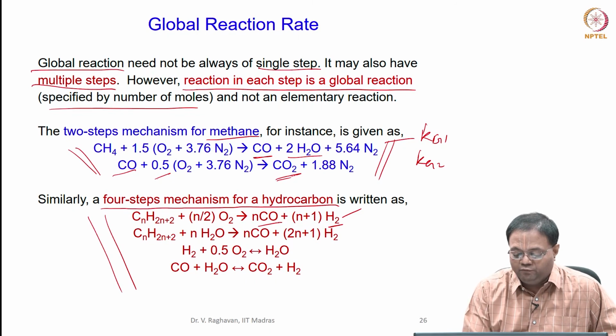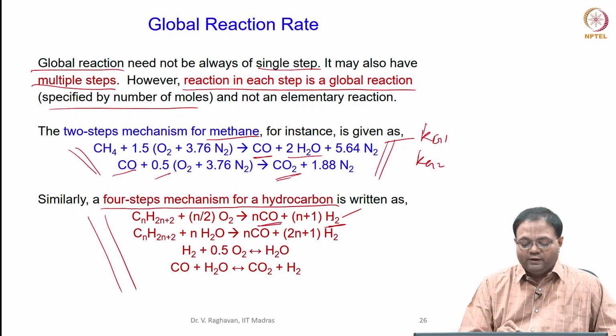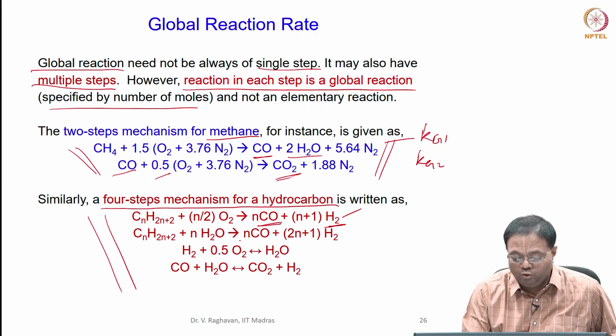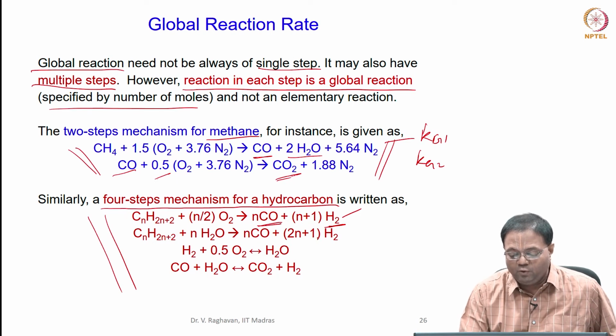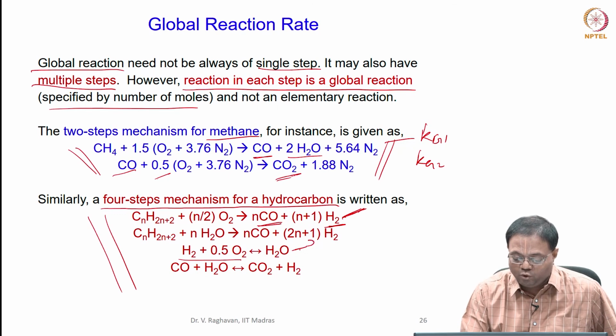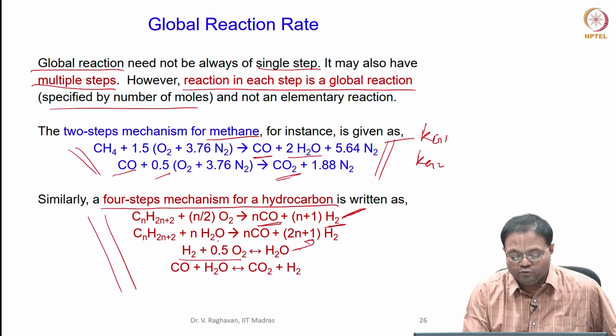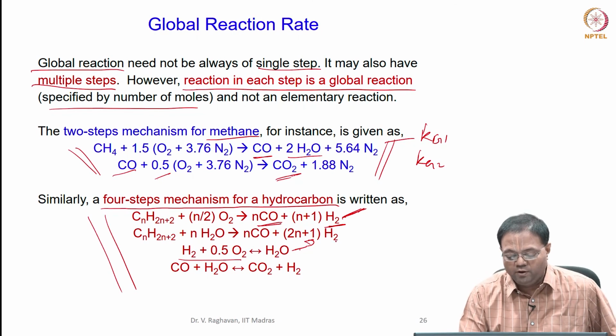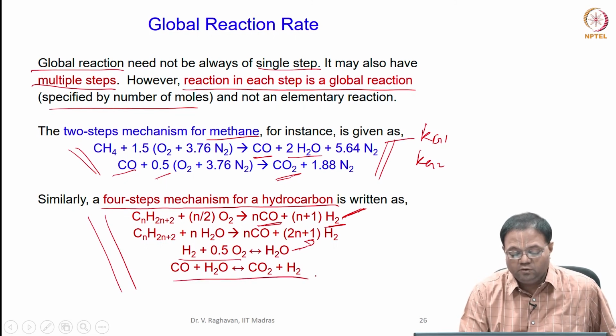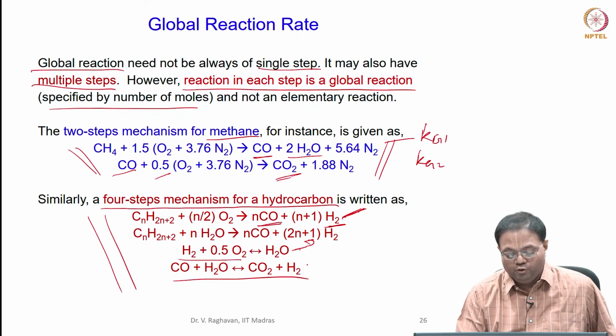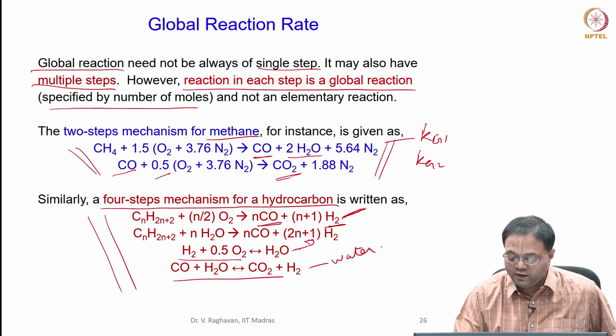Here the first step produces CO and H2. In the second step, H2O will react with the alkane to form CO and H2 again. H2O is formed by the reaction between H2 and O2. This will go and react with the alkane to form CO, and further CO and H2 are formed. So, these are coupled equations. Then finally we have the water gas shift reaction that we already discussed, CO plus H2O giving CO2 plus H2.